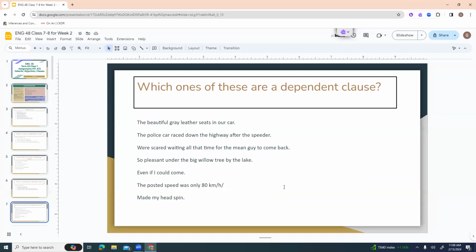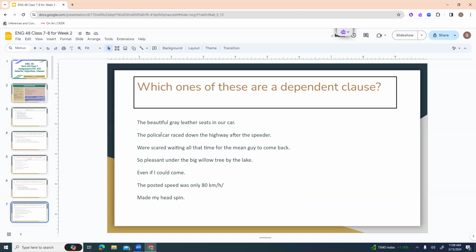So pleasant under the big willow tree by the lake. Is this a dependent clause? Well, is there a subject? Nope. Is there a verb? No, there's not even a verb. So again, this one doesn't even count as a dependent clause because it's just not even a clause. It's just a little phrase.